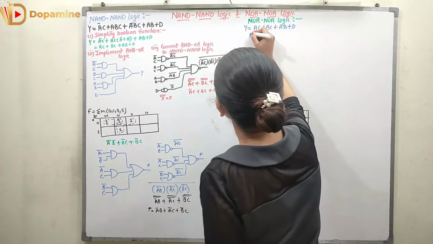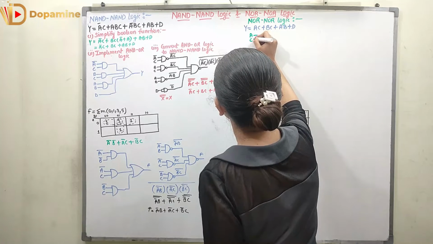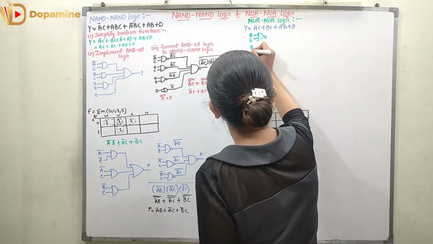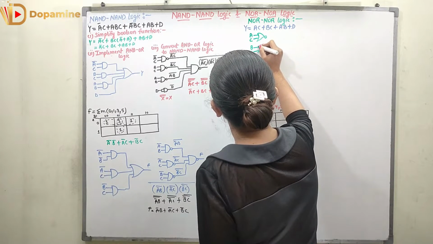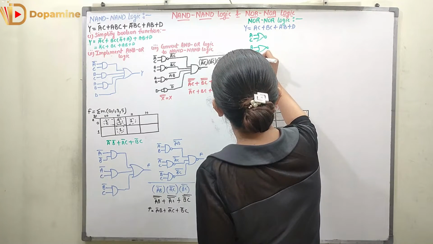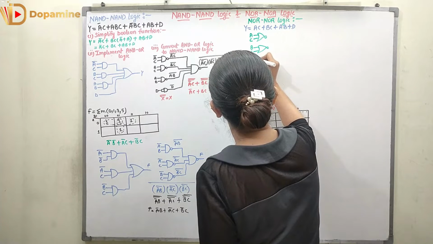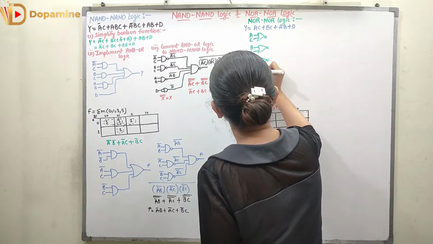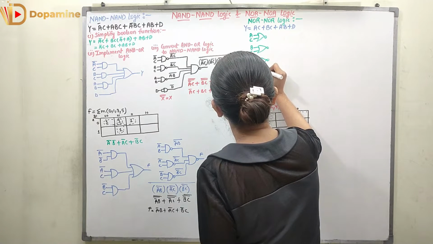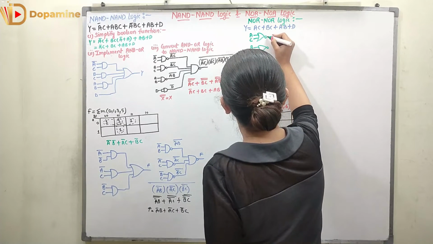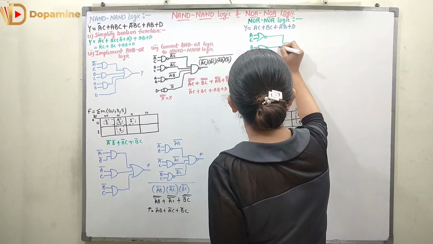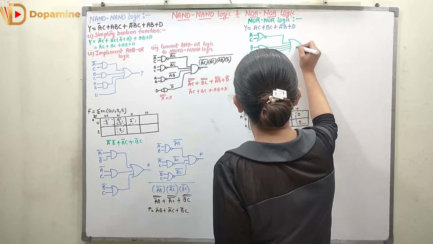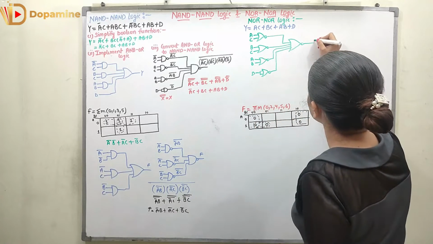Now I have to take the same terms A and C. I have to send them to the NOR gate. This is my NOR gate. Then I have to take B and C. I have to send them to the NOR gate. I have to take A and B. I have to send them to the NOR gate. I have to take D. I have to send it to the NOR gate inverter. Right? All of them are sent to the NOR gate. Right, and here I will get Y.